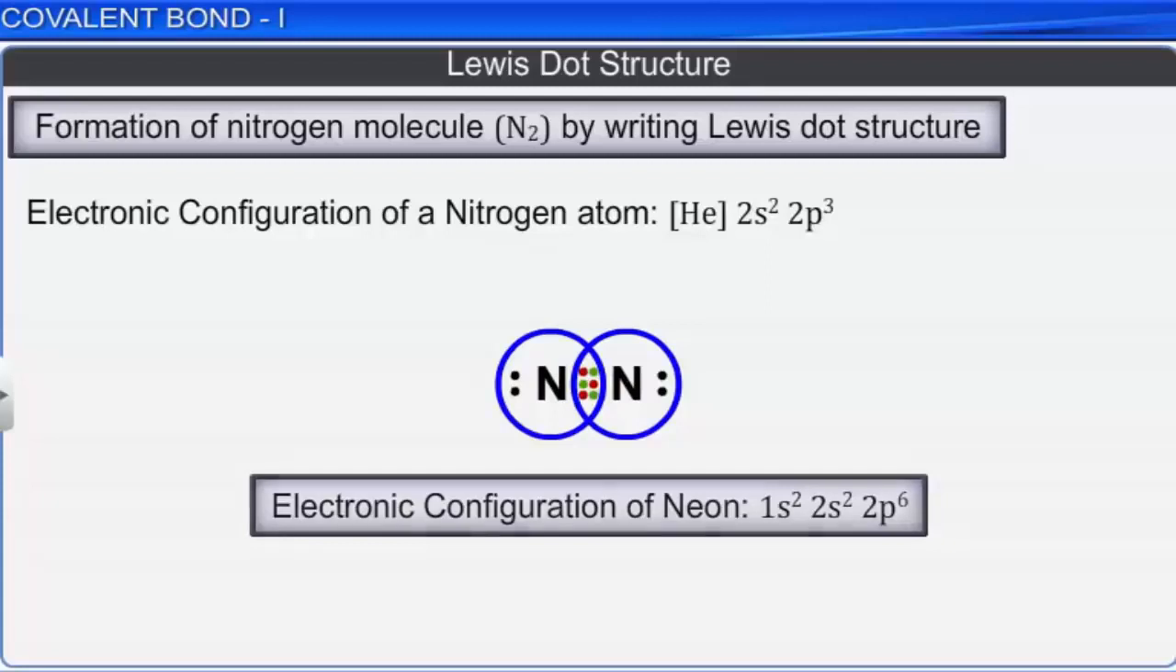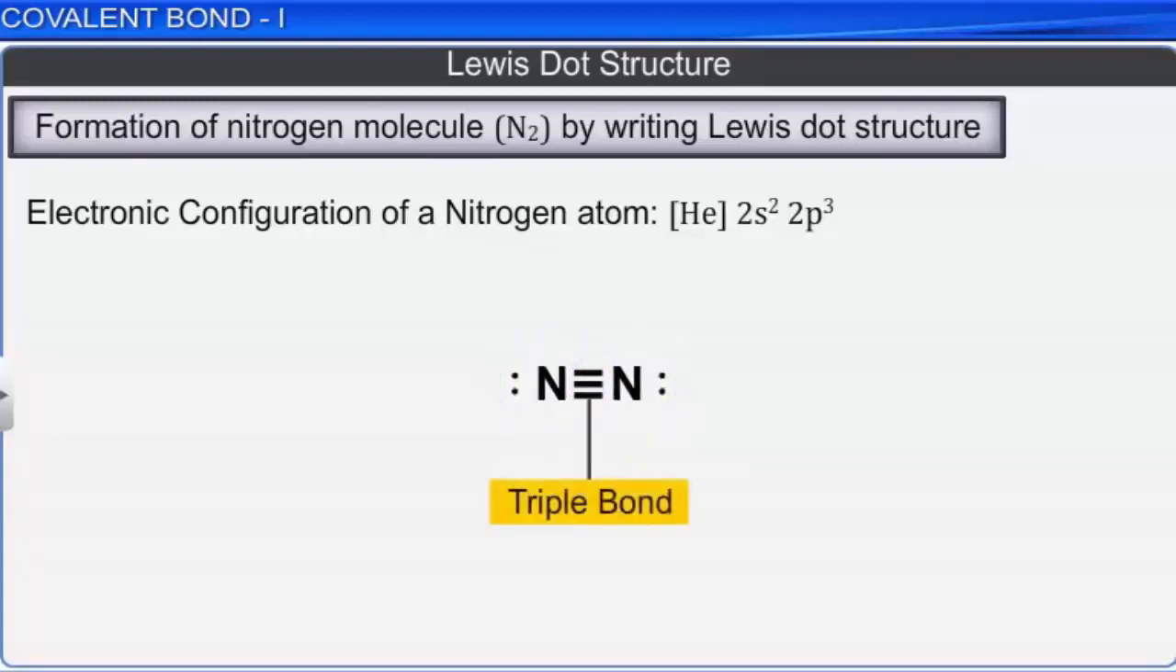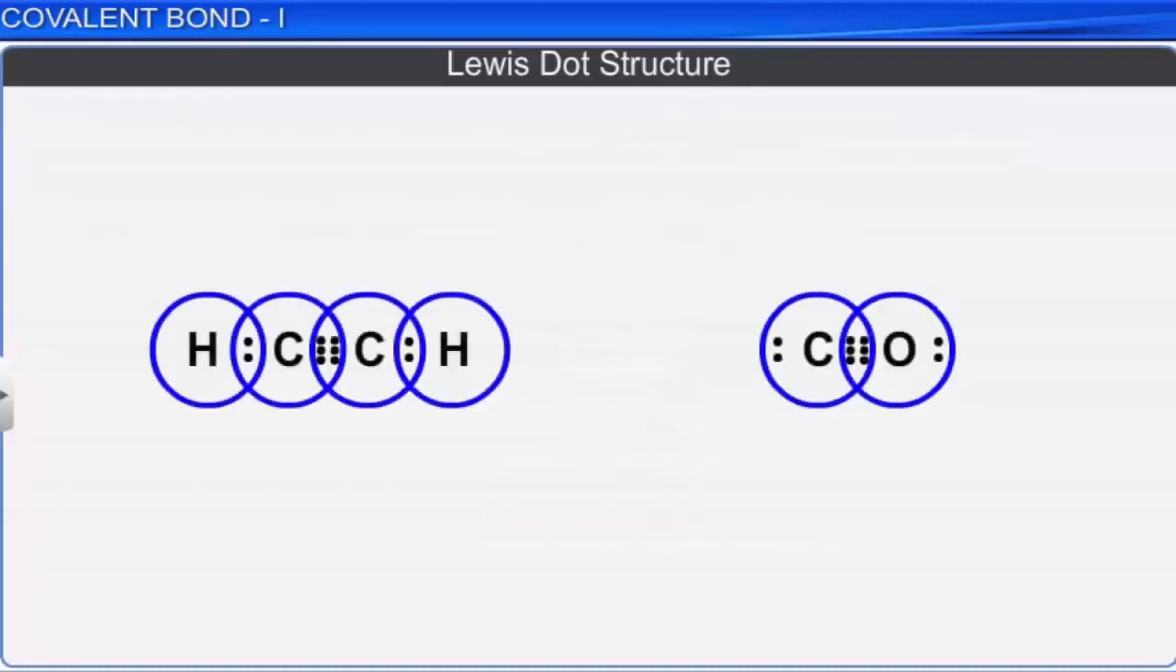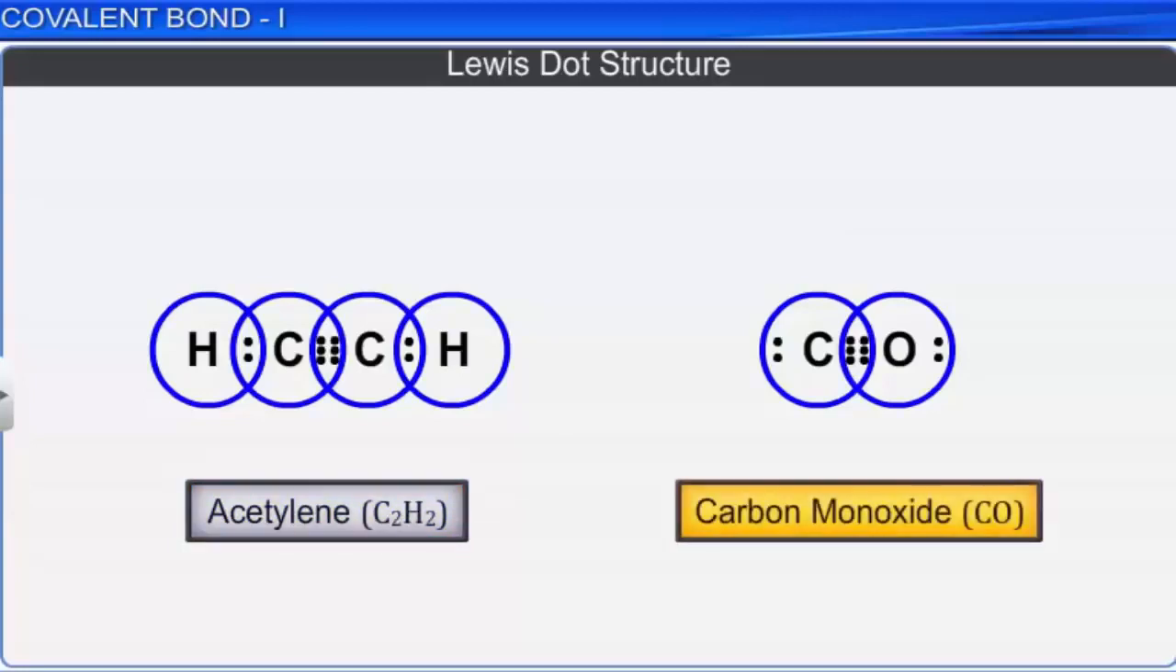As 6 electrons, that is, 3 electron pairs, are shared between 2 nitrogen atoms, the 2 nitrogen atoms are said to join by a triple bond. Similarly, we can show the formation of acetylene, C2H2, and the carbon monoxide molecule by Lewis dot structures as shown.